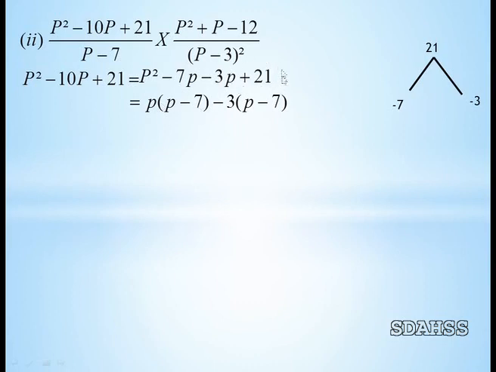Consider the last two terms, minus 3p and 21. In the last two terms, minus 3 is common, so take it outside, then you will get minus 3 into p minus 7. Now p minus 7 is common, take it outside, then you will get p minus 7 into p minus 3.